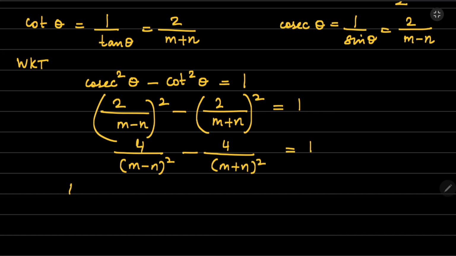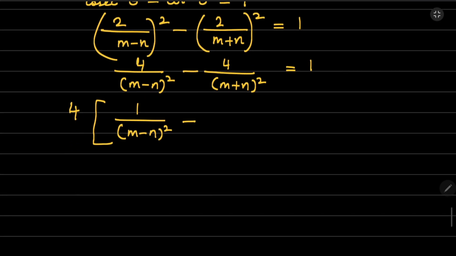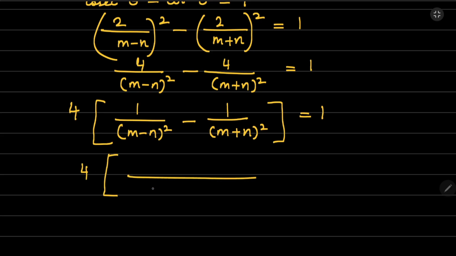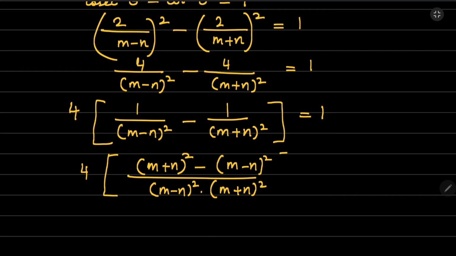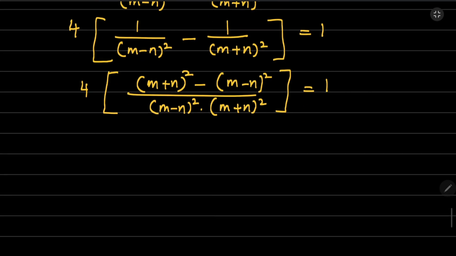Take the LCM, take 4 common out. So what is left inside is 1 by m minus n the whole square minus 1 by m plus n the whole square. I hope all of you are doing along, right? So 4 common, take the LCM, so it's nothing but m minus n the whole square multiplied by m plus n the whole square. So the numerator would become m plus n the whole square minus m minus n the whole square is equal to 1.